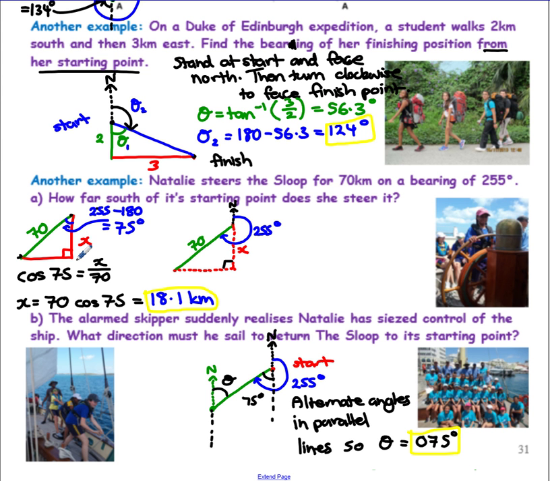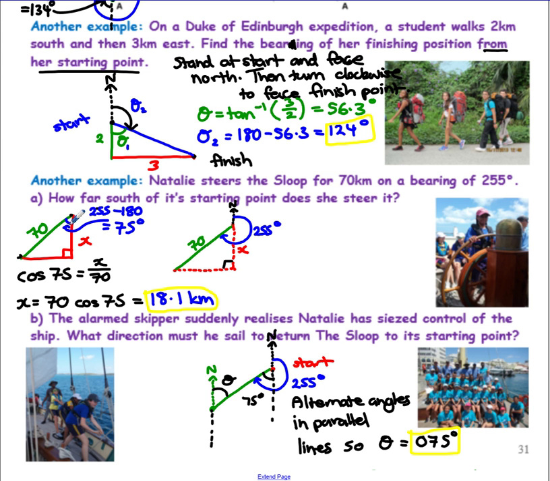Notice here we've also got a similar diagram, where Natalie was here facing north. She went, I don't want to go this way anymore, and then she spun around 255 degrees and travelled 70 kilometres in that direction. We want to find that length. So that's a shortened version of it. We're dealing here with the adjacent side and the hypotenuse.